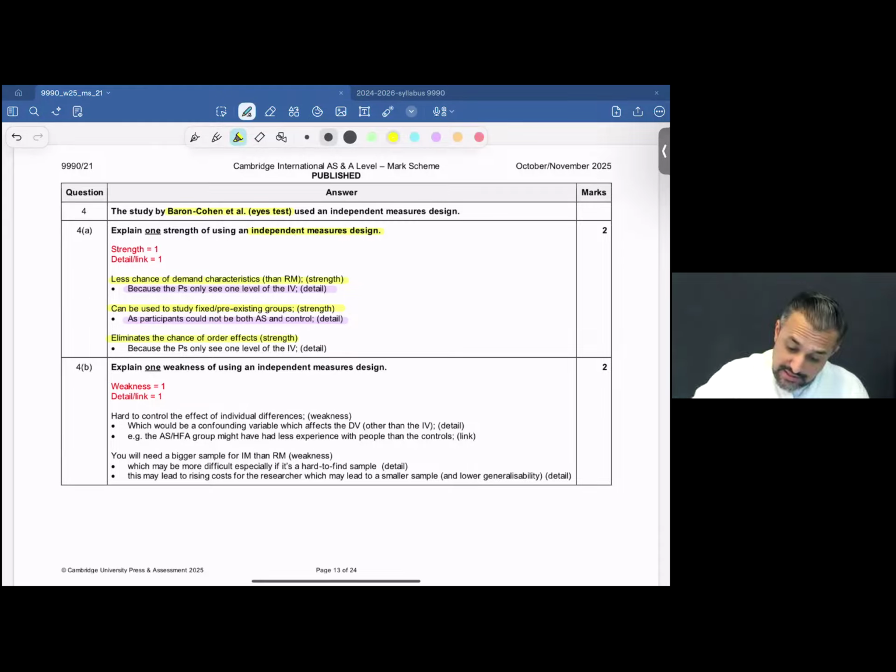Now, taking this ahead, because the participants only see one level of the IV. The takeaway at this point should be that your grip on the knowledge and understanding of these 12 core studies should be super strong, and at the same time, you should know how to answer your question well.